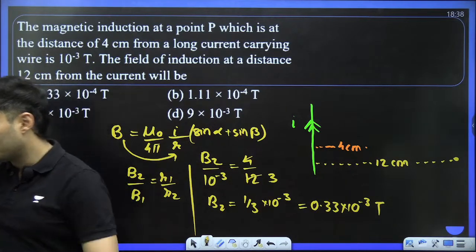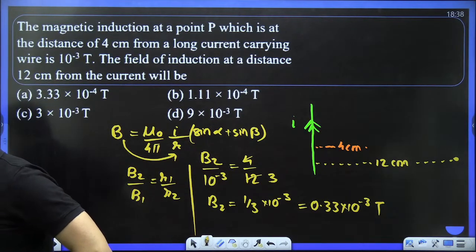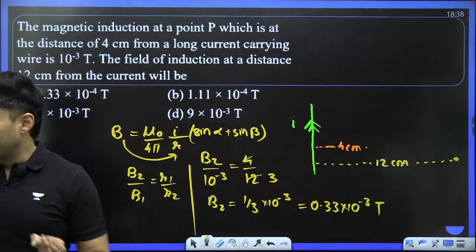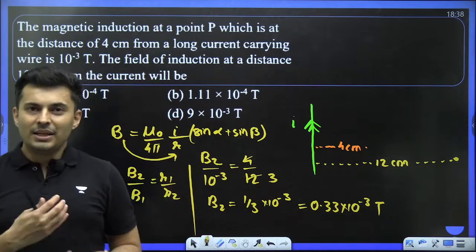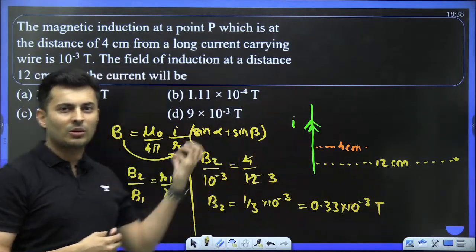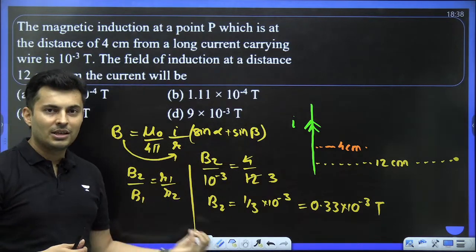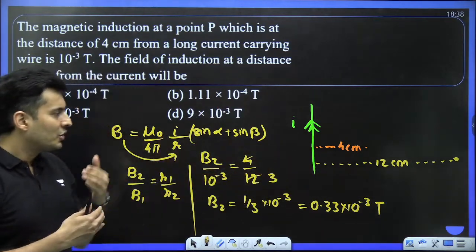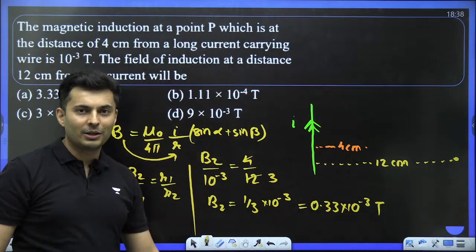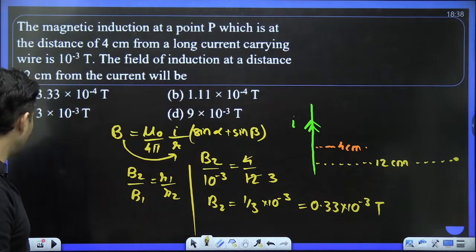Let's see how many of you got it. Very good, Priyanka, Jinendra. Awesome. Proud of all of you. Great. So the magnetic field will reduce because the distance has become 3 times. Distance increased 3 times, so the field reduced 3 times because it is inversely related to it.